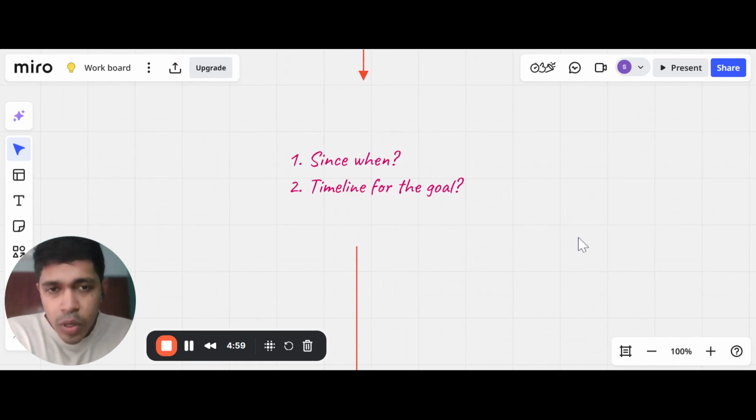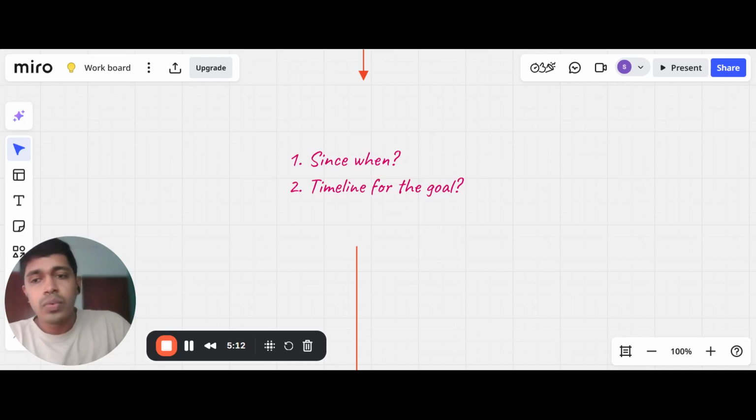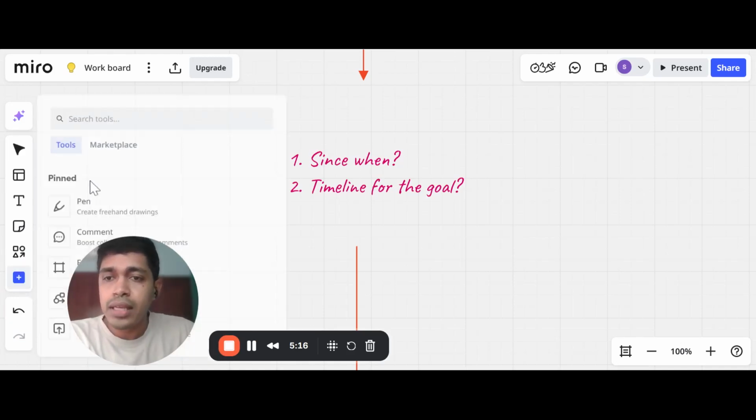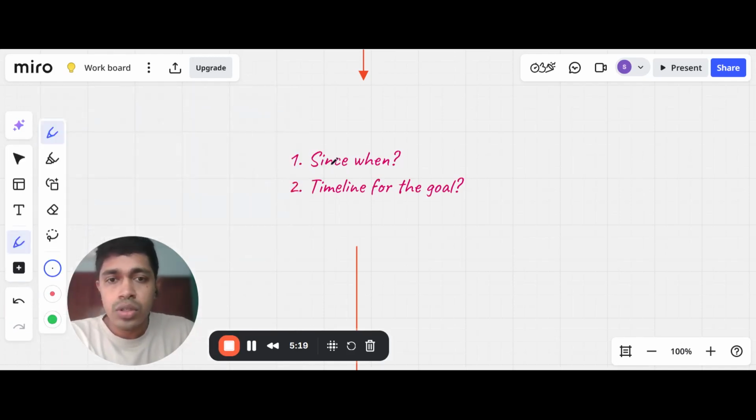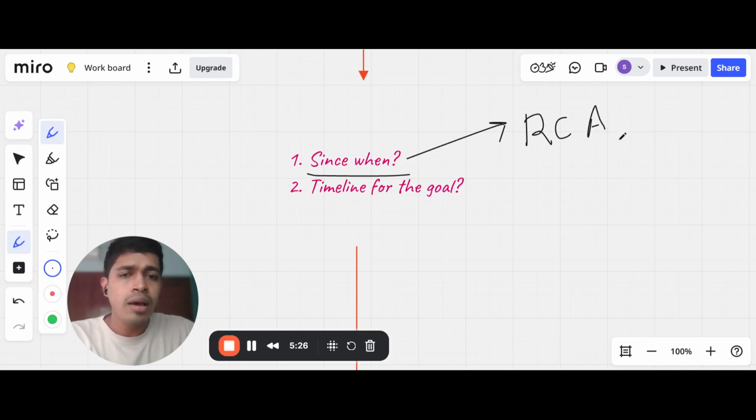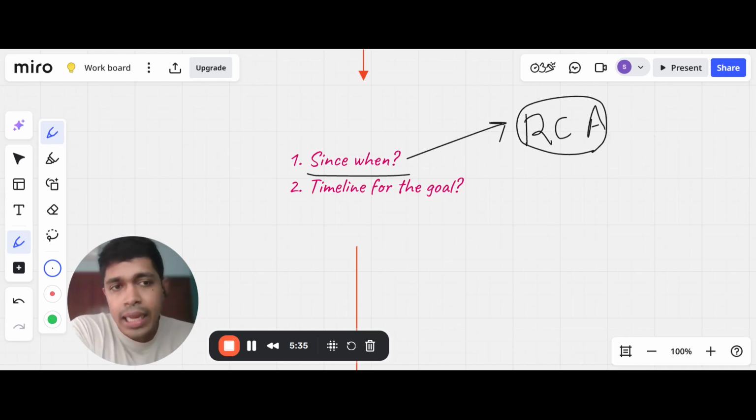So when I say timeline, what does that actually mean? What can we ask about timeline? The usual question I ask related to time is, if it's a root cause analysis question, since when did we start seeing this issue? This particular question is applicable mainly for root cause analysis, and this is one of the main types of case you will get in a beginner level product manager interview. Root cause analysis is one of the most commonly asked questions.